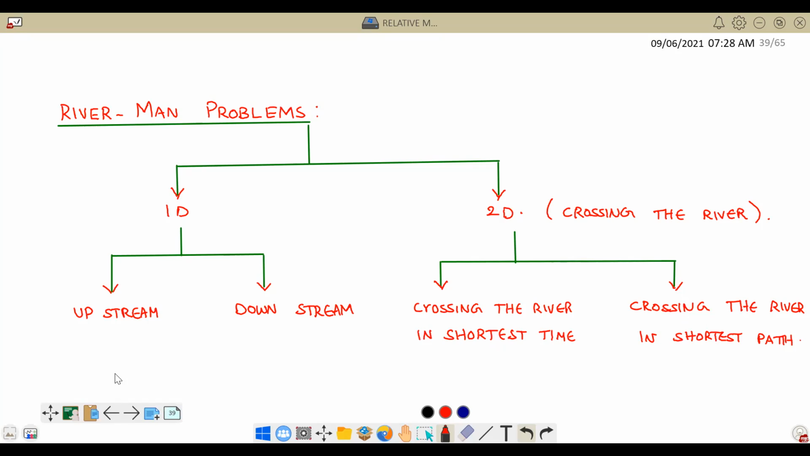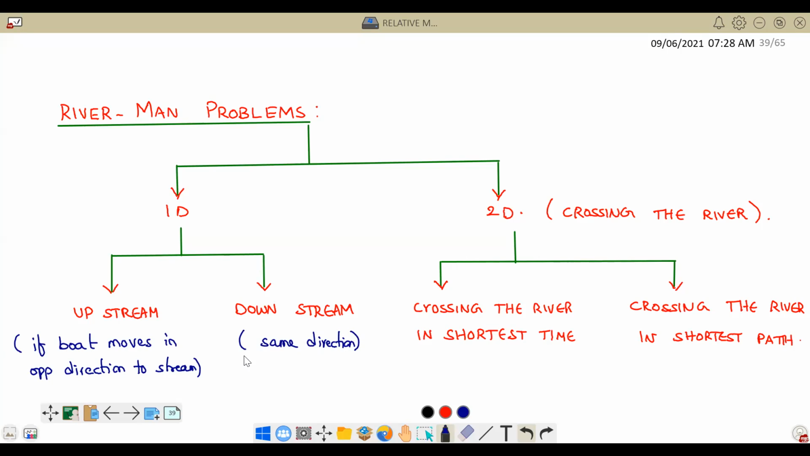If the boat and the river are moving in opposite directions, that is called upstream. Or otherwise, you can write down here: if the boat moves in the opposite direction to the stream, it is upstream. Here, same direction. That means the boat direction and stream direction are in the same direction, which is downstream.